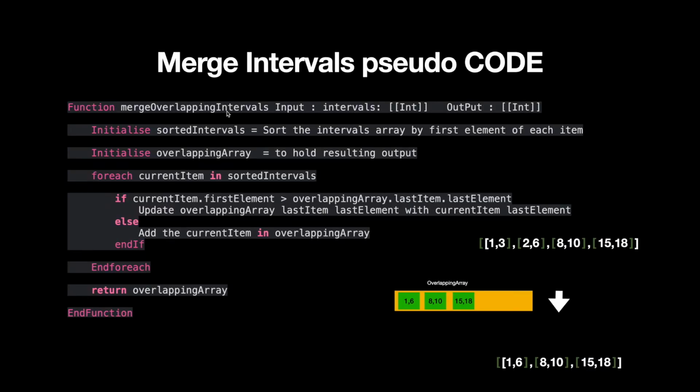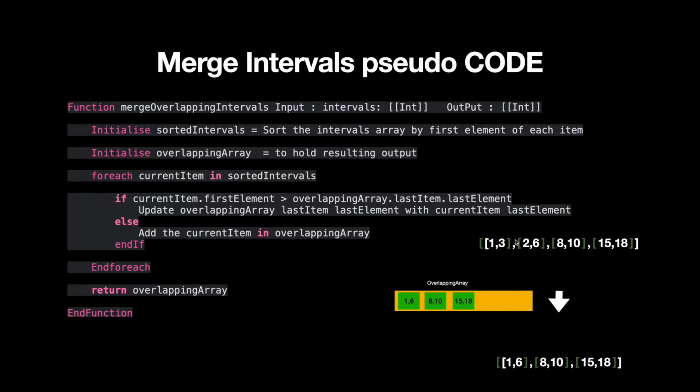Yeah, so much. Let's see the pseudocode. I won't be giving the complete code in any language because I know all of you are working in different languages, but the pseudocode should help you write the solution in any language. So let's see. We'll have a function merge overlapping intervals. Input would be intervals, which would be an array of arrays, as I said, and the output also would be an array of arrays.